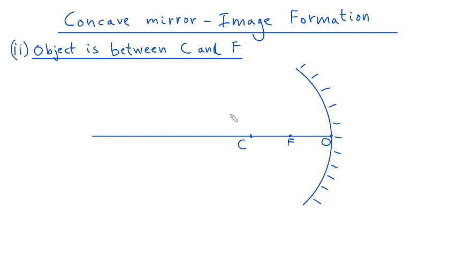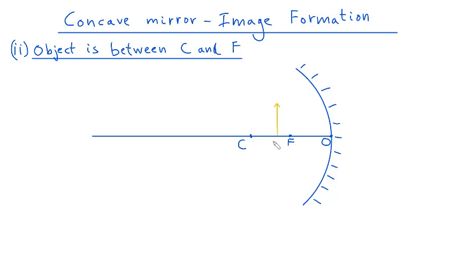Hello, welcome to this video on image formation by a concave mirror. This is our second video on image formation by a concave mirror. In our first video we discussed what happens when the object is placed beyond C, so when the object is somewhere around here. In this video we'll be discussing what happens when the object is placed between C, the center of curvature, and F, the focal point. So we are interested in the object being, for example, here, positioned between C and F.